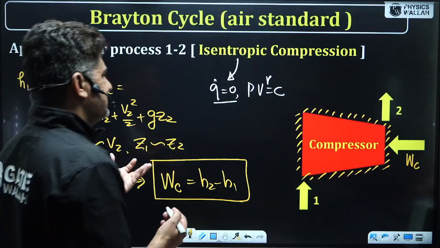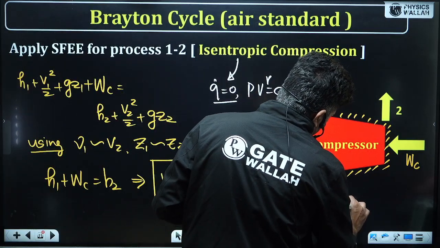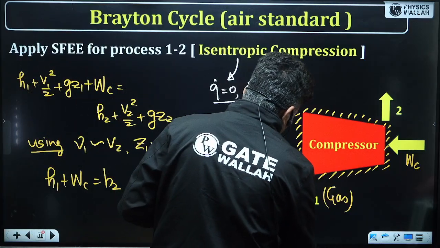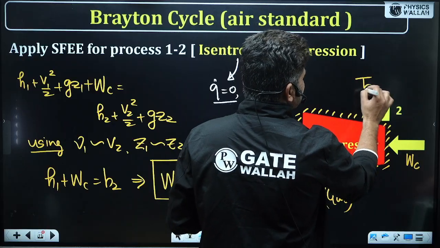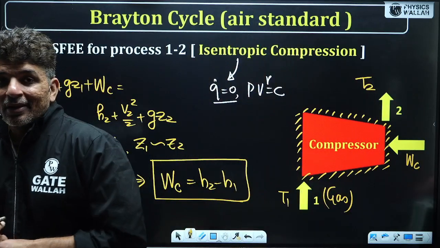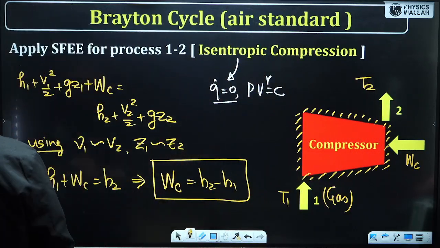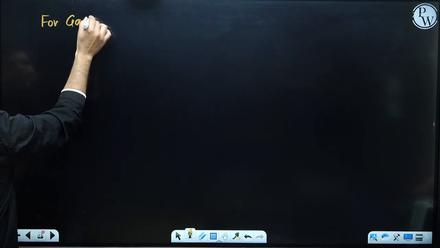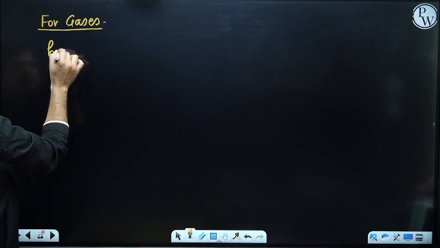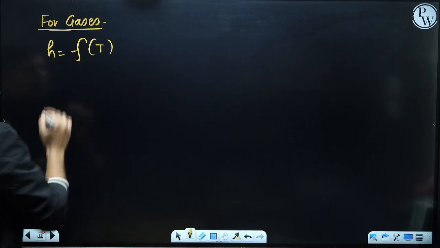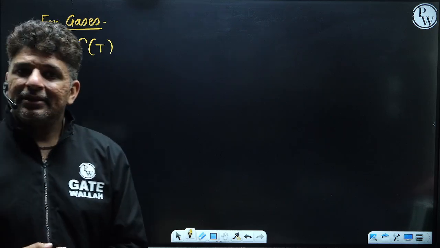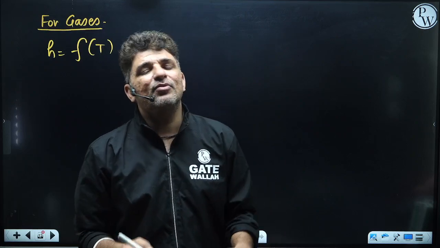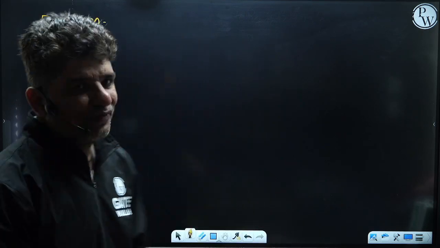And since there is a gas which is moving from here, the gas enters at this location with temperature T1. Let's say the gas is coming out at temperature T2. So for gases, we know that enthalpy is a function of temperature only. I hope everybody knows that. If you don't know, don't worry. We are going to teach you in basic thermodynamics that enthalpy is a function of temperature only.